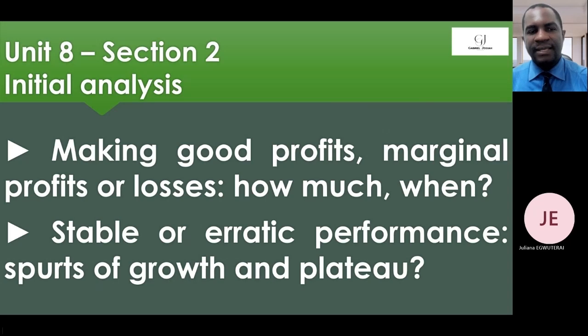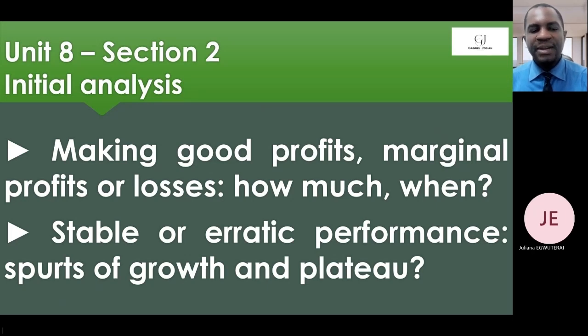You also ask, is the company making good profits? When you look at its gross profit, operating profit, its bottom line, the net profit, is it making good profits or marginal profits? Is it making losses? How much? When, within those financial years you've analyzed, maybe it's a 3-year or 5-year financial statement, when have they made losses? When do they make profit? So this is important to establish these answers in your mind as you are performing the initial analysis.